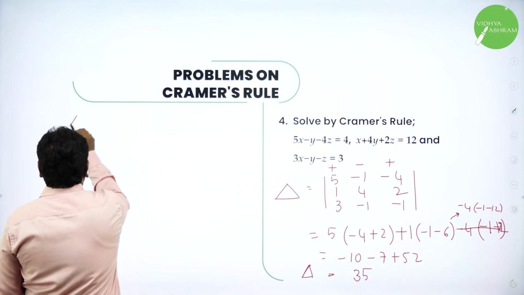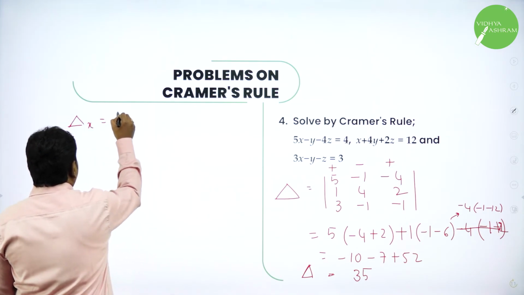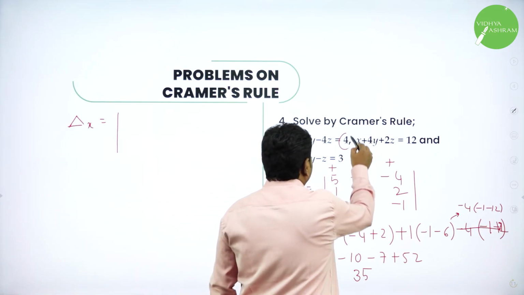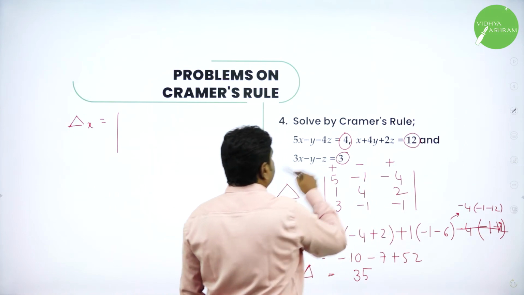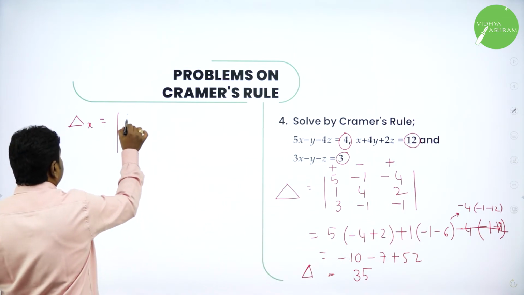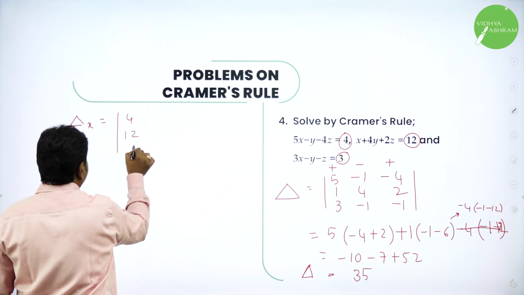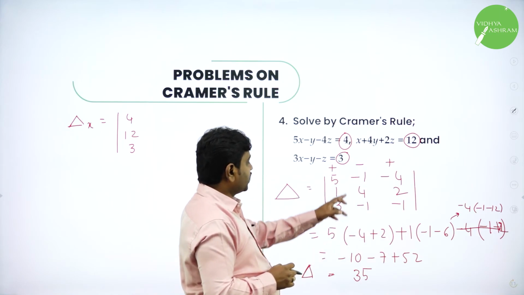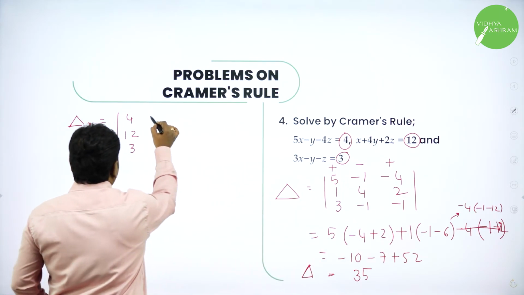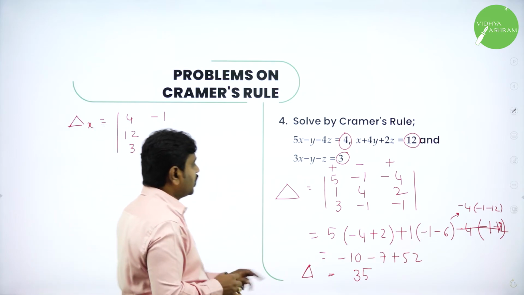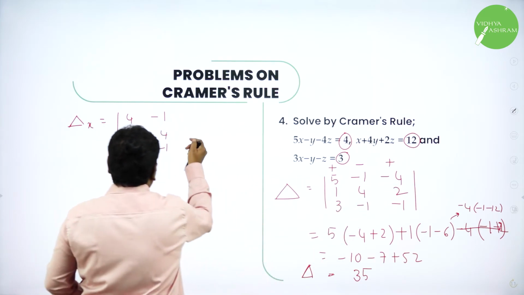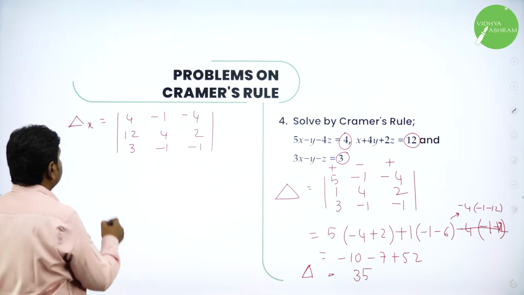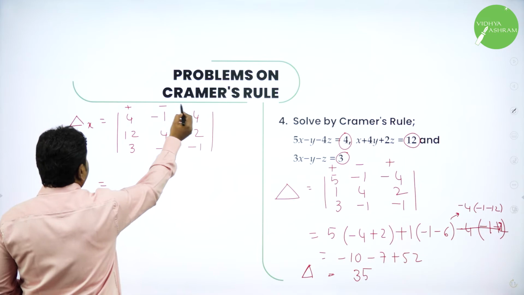Then find delta x. How to find delta x? Remove the first column and put the constants. What are the constants? 4, 12, 3. Replace the first column with the constants 4, 12 and 3. The second column and third column of delta will be the same. Second column: -1, 4, -1. Third column: -4, 2, -1. Now expand this, that is plus, minus, plus.